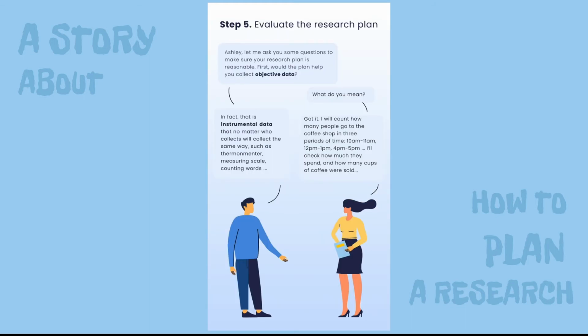In the fifth step, we need to evaluate the research plan. Actually, let me ask you some questions to make sure your research plan is reasonable. First, will the plan help you collect objective data? What do you mean? In fact, that's instrumental data. No matter who collects it, they will collect it the same way, such as with a monitor, a measuring scale, or counting words. Got it. I will count how many people go to the coffee shop in 3 periods of time. I will check how much they spend and how many cups of coffee were sold.